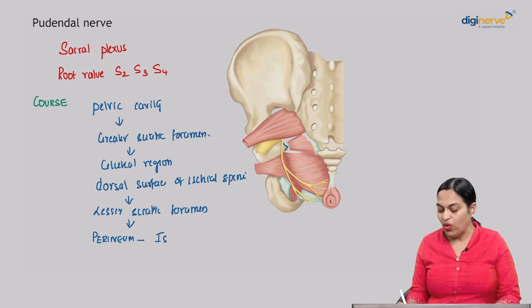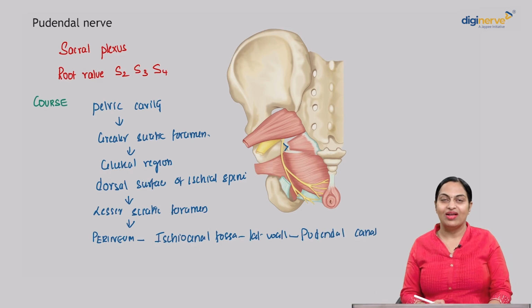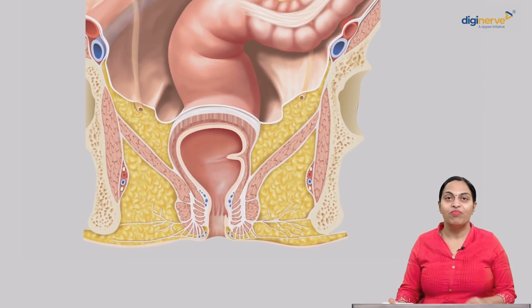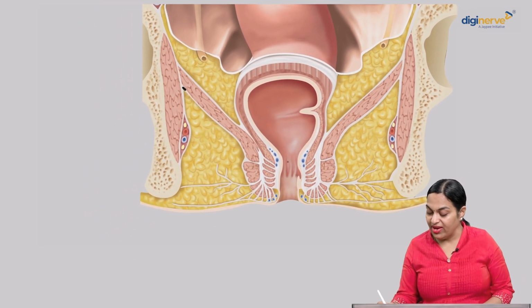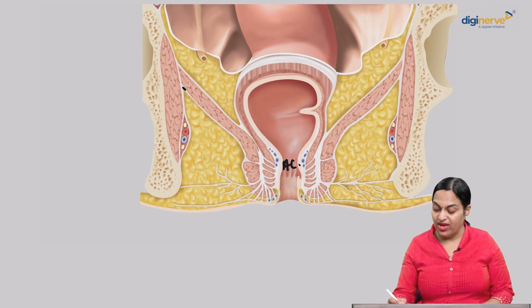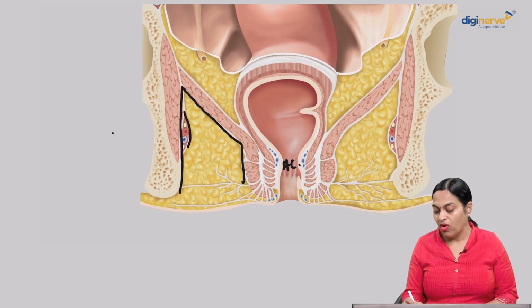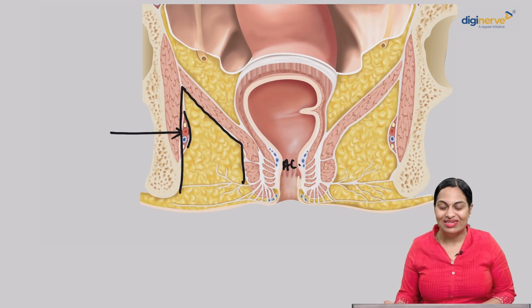In the ischioanal fossa. In the lateral wall of the ischioanal fossa over the pudendal canal. The other name for pudendal canal is Alcock's canal. Do you remember? So over here, I'm sure you're familiar with this image, right? In our comprehensive session, yes, we have done ischioanal fossa in detail. So this is the anal canal. On either side of the anal canal, we have the ischioanal fossa. And over the lateral wall, here is the pudendal canal. And in the pudendal canal, we get to see the pudendal nerve, right?